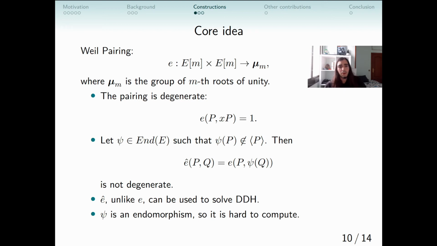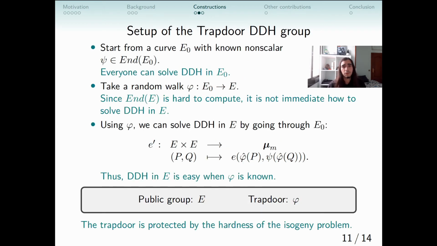So now the pairing, by going through this distortion map, is not degenerate anymore, and it can be used to solve DDH instances. And notice that in general, this endomorphism psi is going to be hard to compute because of the endomorphism ring problem. So this gives us the following idea.